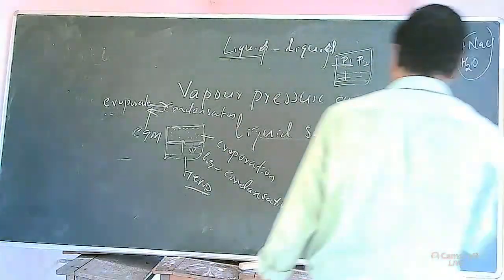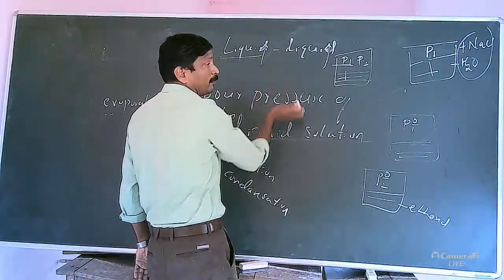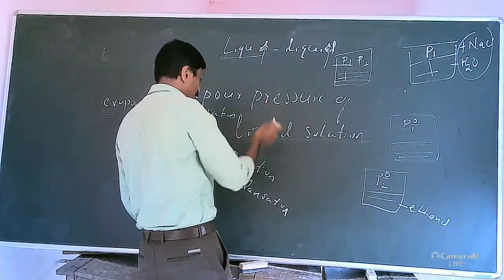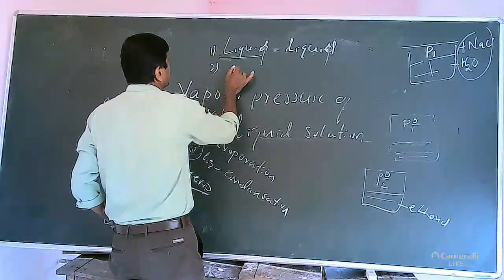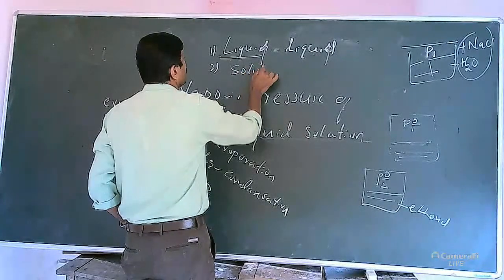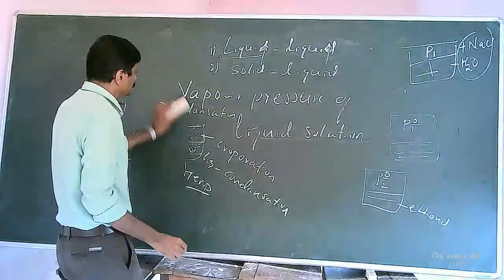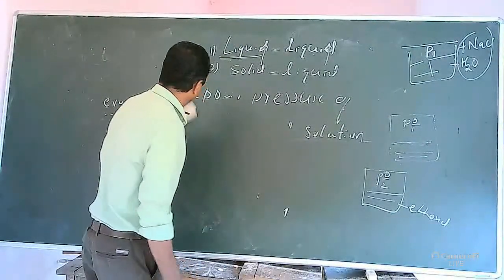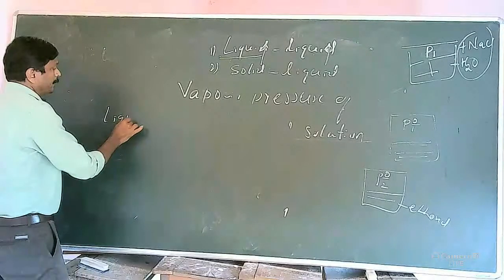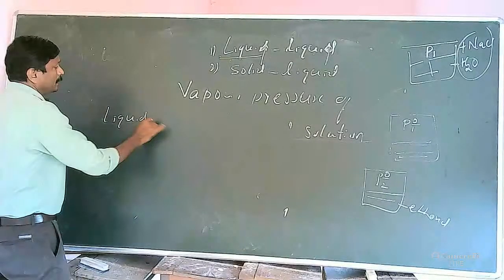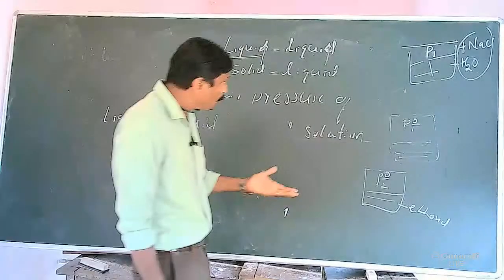The first case is what? Both are volatile. That is called a liquid-liquid solution. Both the liquids are volatile. Another case is called solid-liquid. See, in the first case we shall take the liquid and water, both.